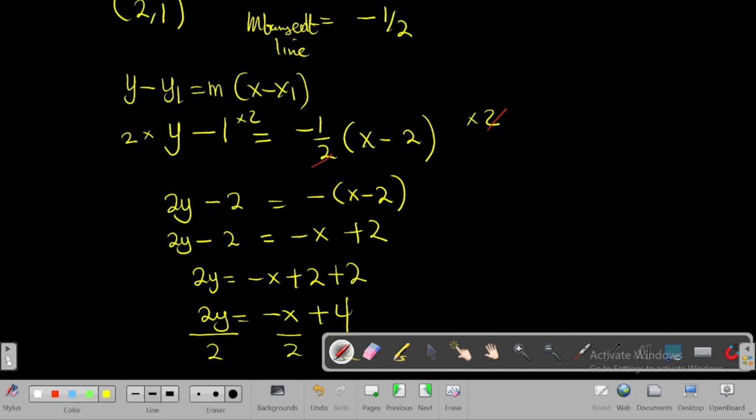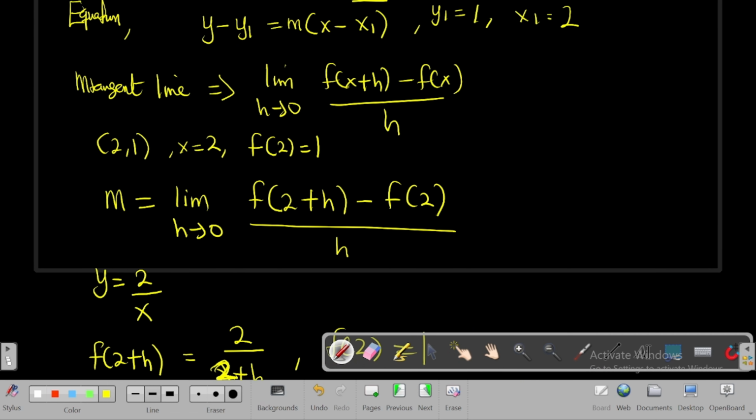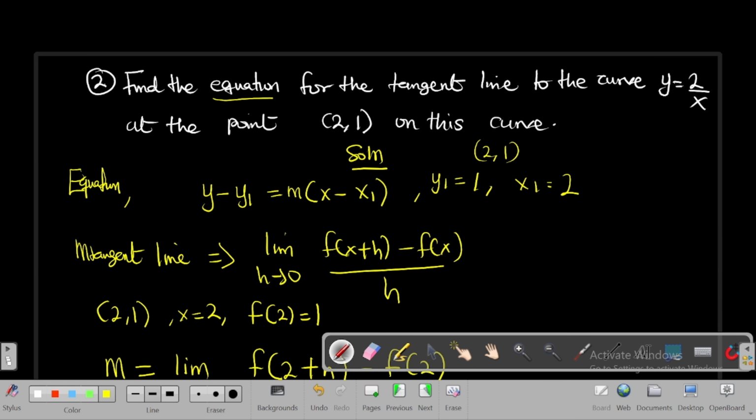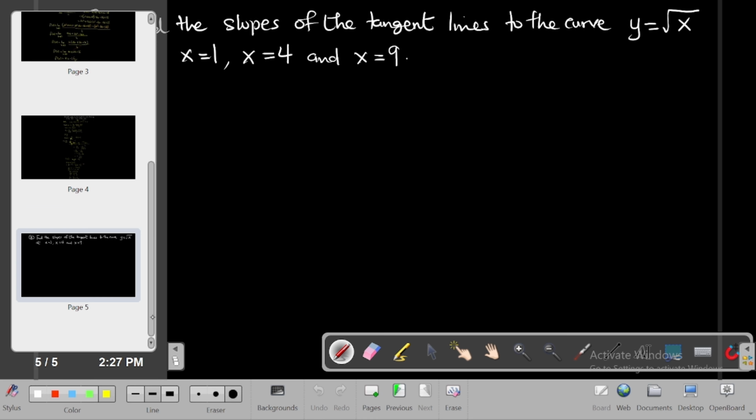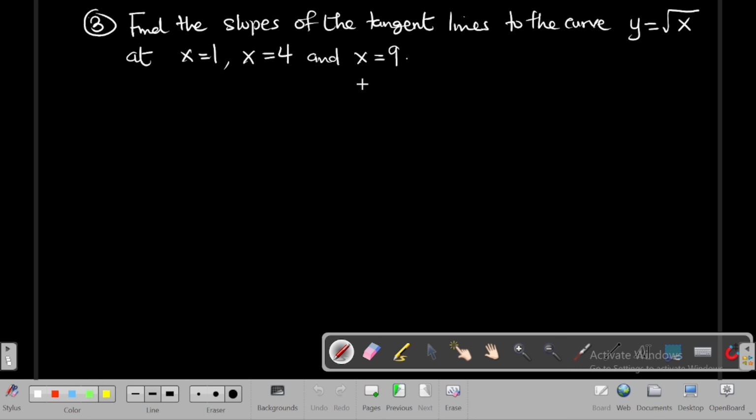You see, this is not really complex. All we had to do was to find the gradient of our tangent line, and after finding the gradient of the tangent line, we just plug into our equation for finding the equation of a line, right? And then we find the equation of the tangent line. Let's dive into our last question, and then we'll call this a day.